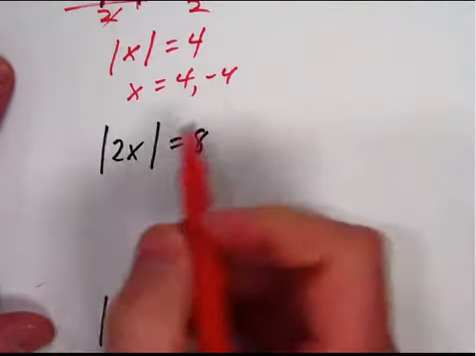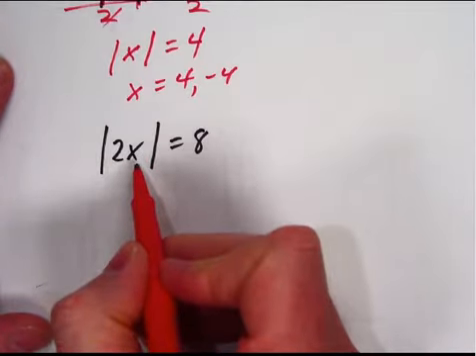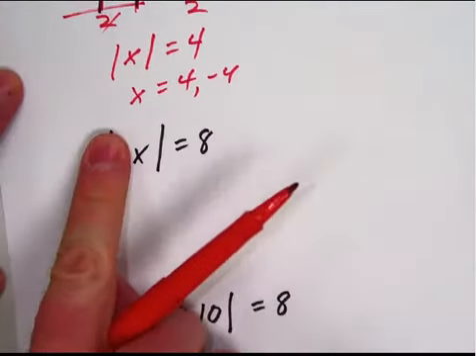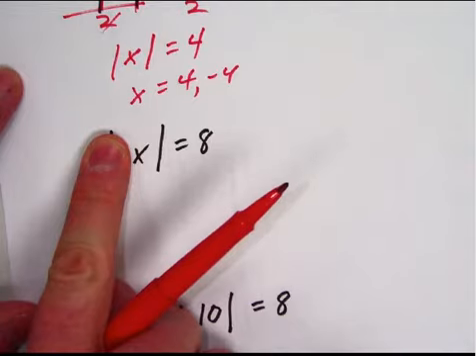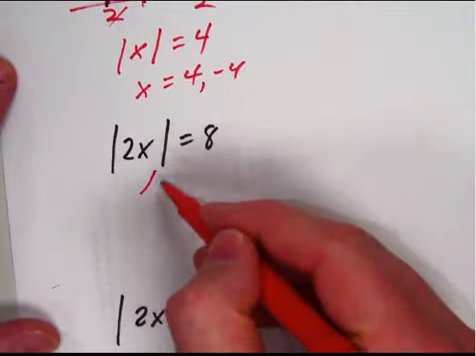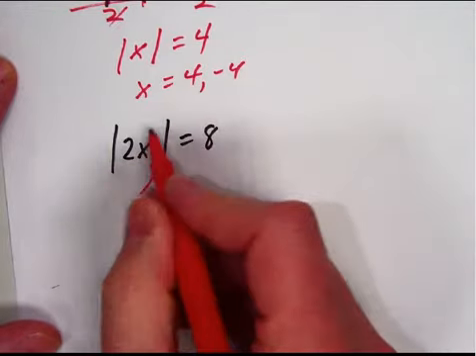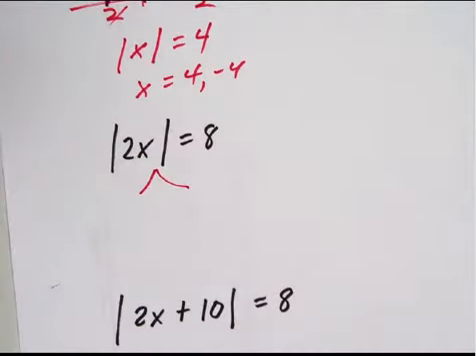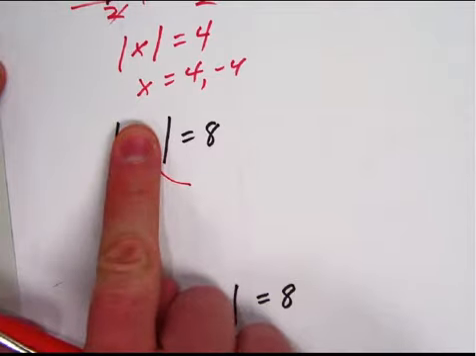Well, this is the situation where we need to learn a new strategy because we don't just have a plain x in there anymore. We can't just say the answer is 8 and negative 8. We have 2x in there. So there's this process where you need to split this into two equations. This 2x, where I'm covering this up, could have been 8 or negative 8.